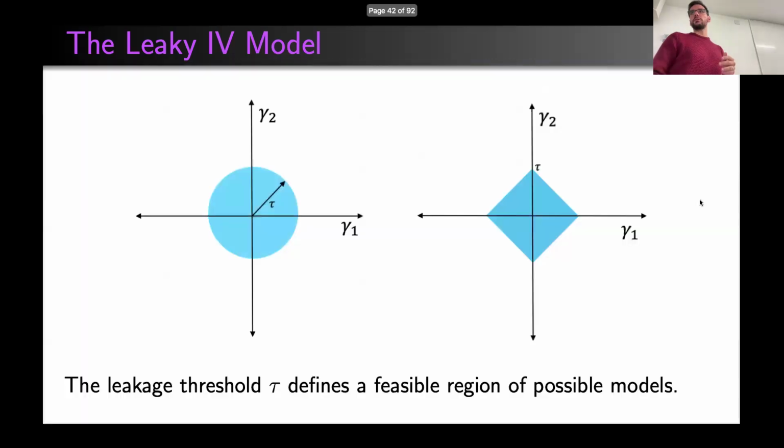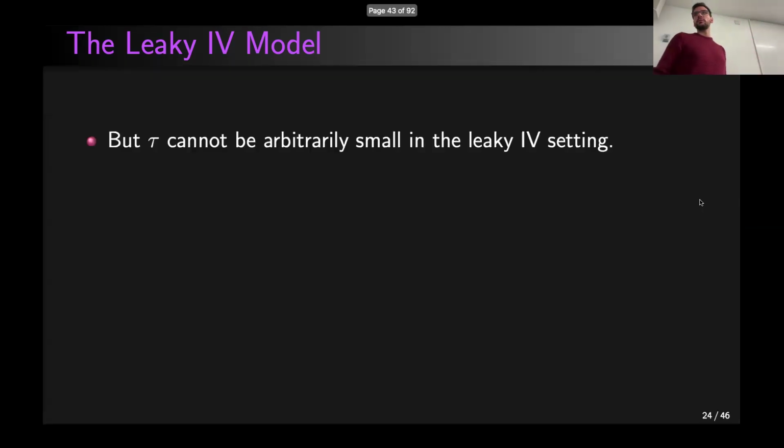I want to make one point here, which is that this is actually a bit of a deceptive figure, because it suggests that these gammas can live anywhere from the origin out to the edge of this hypersphere, but that's not quite true, because there's actually, as we'll see in a minute, a minimum possible tau that's consistent with the data. So really, this should have a hole in the middle. The feasible region is like a donut, or a hyper donut in higher dimensions, I guess.